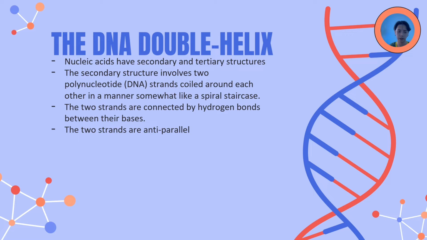The DNA double helix involves two polynucleotide strands coiled around each other in a manner somewhat like a spiral staircase. The sugar-phosphate backbones of the two strands can be thought of as the outside banisters of the spiral staircase. The two strands are connected by hydrogen bonds between their bases. The bases, or the side chains of each backbone, extend inward towards the bases of the other strand. Additionally, the two strands of the double helix are antiparallel, which means that they run in opposite directions, one strand in the 5' to 3' direction and the other in the 3' to 5' direction.